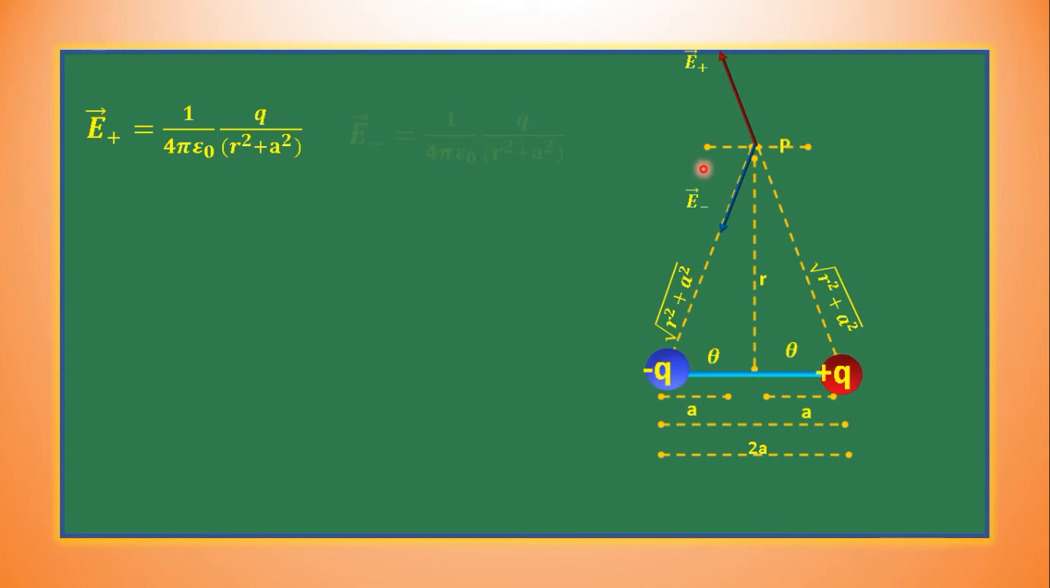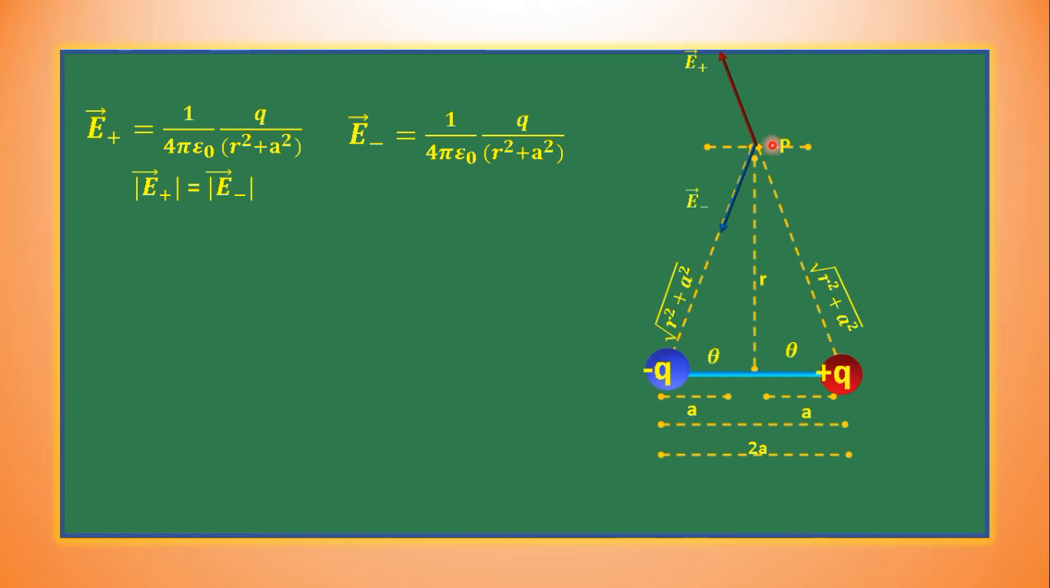And similarly, for the charge minus Q, the electric field is acting towards the charge minus Q and is given by E equal to 1 by 4 pi epsilon 0 Q by r square plus a square. Again, the distance is root of r square plus a square. Taking the square, the root cancels, we get this quantity minus 1 by 4 pi epsilon 0 Q by r square plus a square. When you look at the values, both are acting in different directions, but the magnitudes are the same, or magnitude wise I can write the magnitude of E plus is equal to the magnitude of E minus.